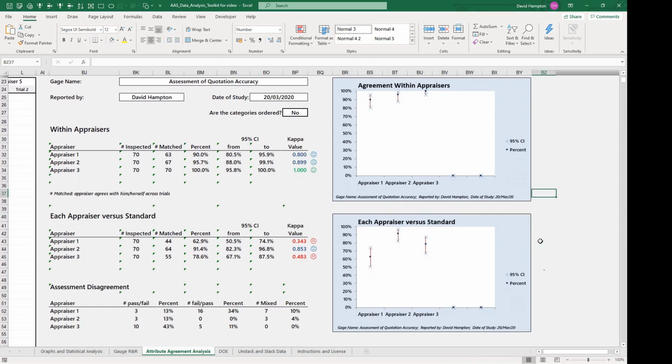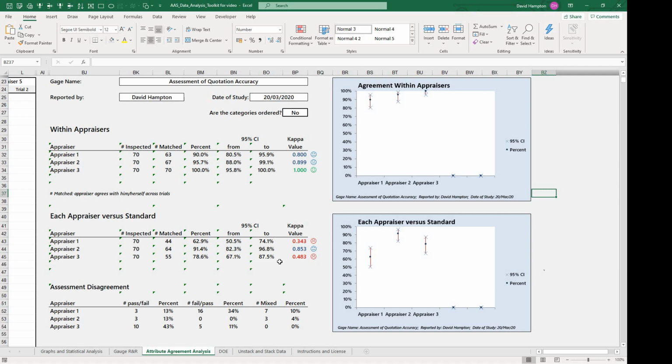The next step is to look at the appraisers against the known standard, and whereas these figures for the Kappas were very good for the within appraisers, we can see we've got a problem here. So appraiser 2 is not too bad, got 64 right out of 70, but appraisers 1 and 3 have done rather poorly. So 62% and 78% correct, and these Kappa values are well below the minimum acceptable threshold of 0.7.